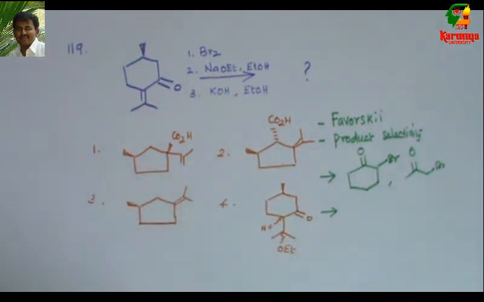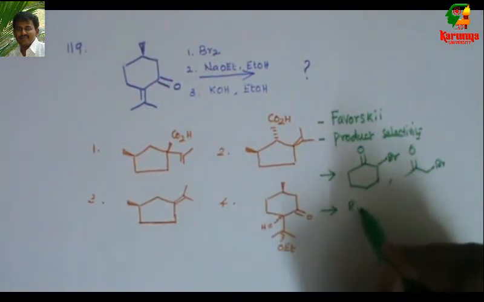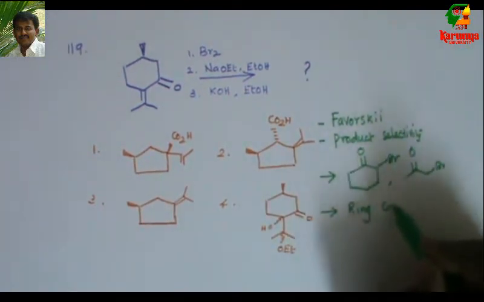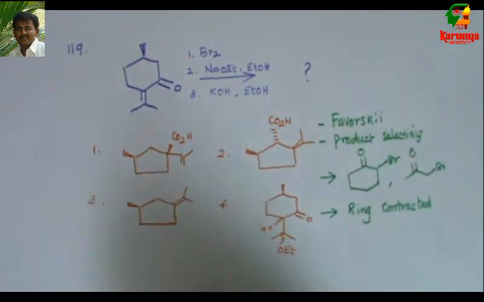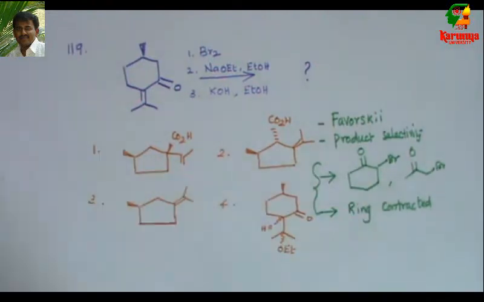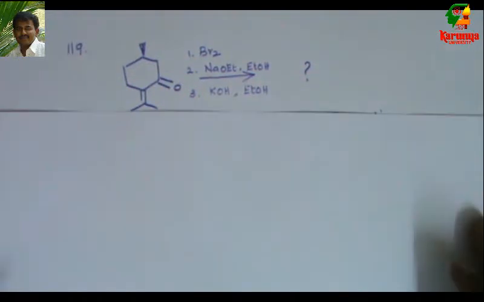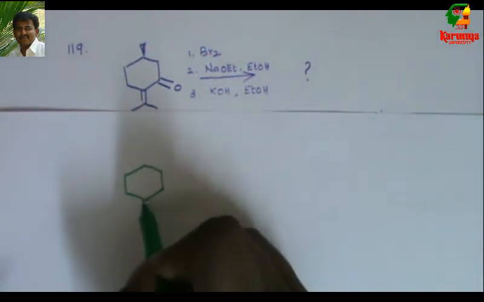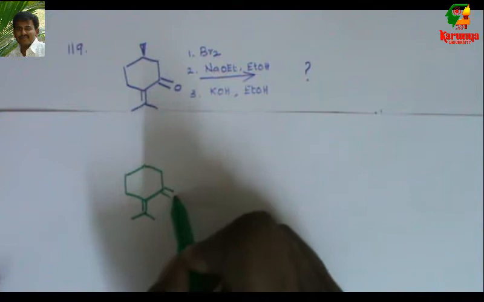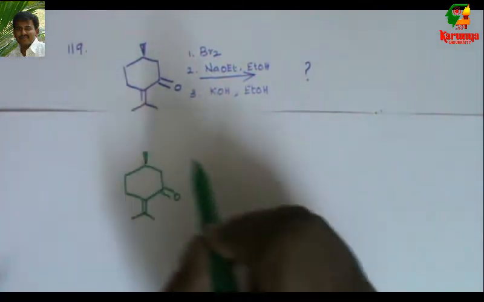Second one, in the given options, the product should be a ring contracted product. If you observe these two, then immediately you can think of Favorskii rearrangement. Now, let us try to solve this problem. This is the given compound. First, it is treated with bromine.